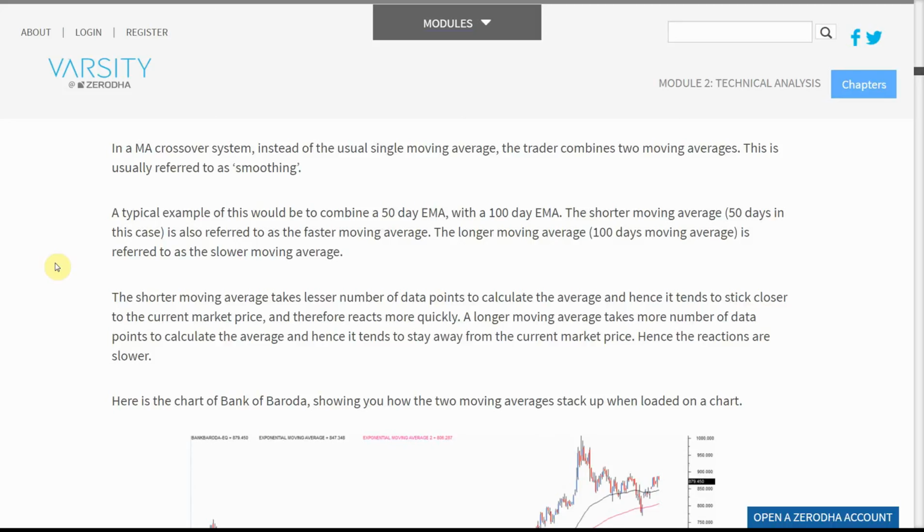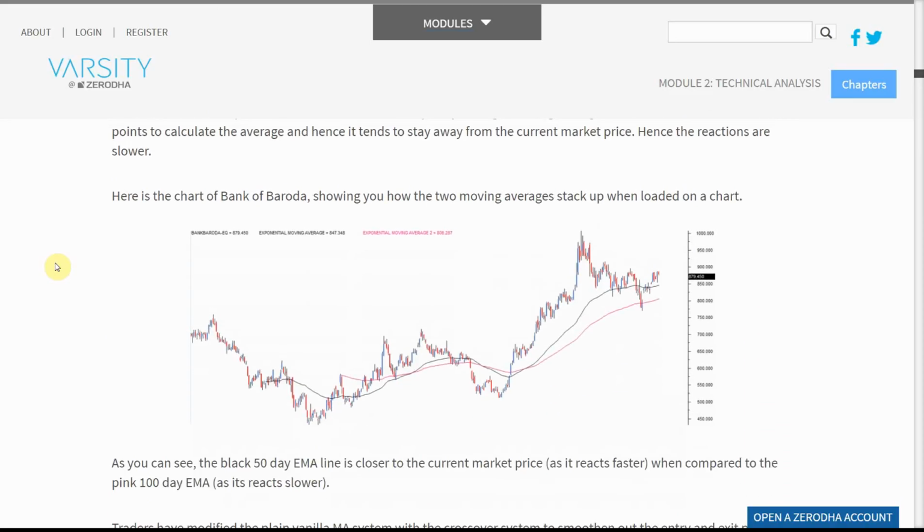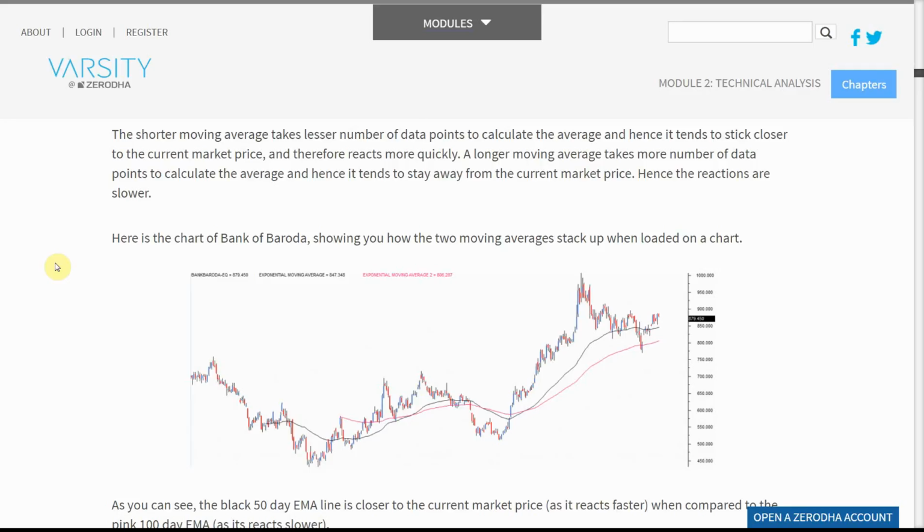The longer moving average, the 100-day moving average, is referred to as the slower moving average. The shorter moving average takes fewer data points to calculate the average, and hence it tends to stick closer to the current market price, and therefore reacts more quickly. A longer moving average takes more data points to calculate the average, and hence it tends to stay away from the current market price. Hence the reactions are slower.